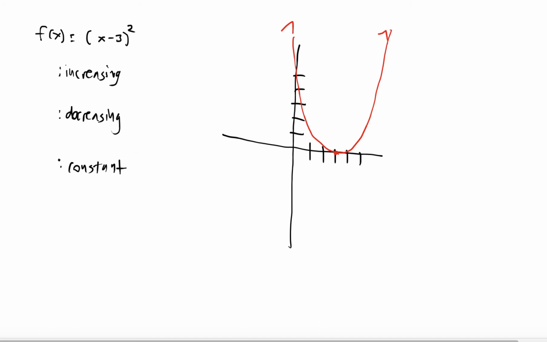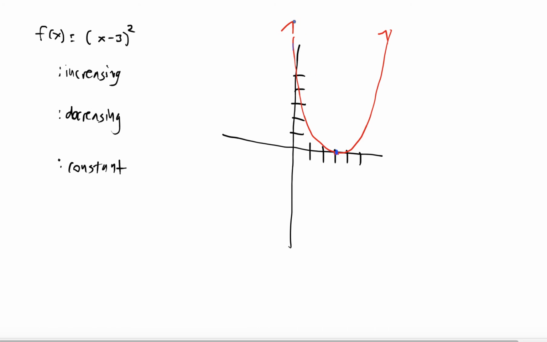So let's start at the very left. This arrow means we keep going up. As we follow this graph as we move left to right, remember, it doesn't mean we're going this way, this is right to left. So we don't want to do that. But as we move left to right, notice what is happening to these y values. They keep getting smaller and smaller until we reach the vertex of this parabola.